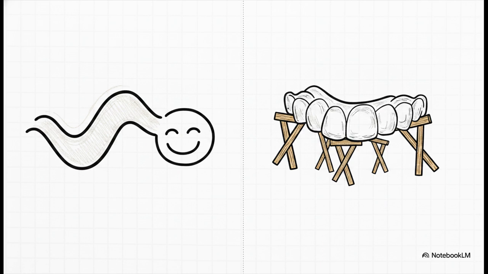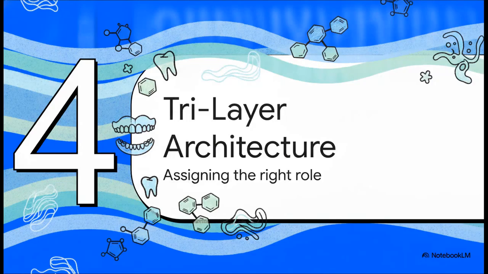If you tried to make an entire liner out of just TPU, it would have zero dimensional stability. You couldn't control tooth movement at all. It absolutely requires structural support to work. So, how do we solve this? Let's transition to Section 4 and see how we combine these materials, the tri-layer architecture.